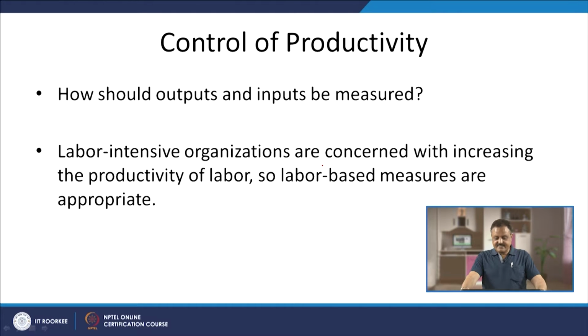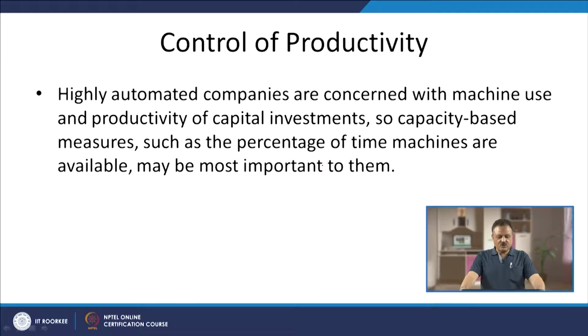Labor intensive organizations are concerned with increasing the productivity of labor. So labor based measures are appropriate. How to keep your labor motivated, how to find the labor which is more efficient, how to keep labor committed and create that sense of goal congruence in the mind of the labor in your organization. Different ways and means can be found. Ultimately, if we are able to do that, we are able to achieve increased performance and increased productivity, and it is a result of many organizational control techniques. That is control of productivity.